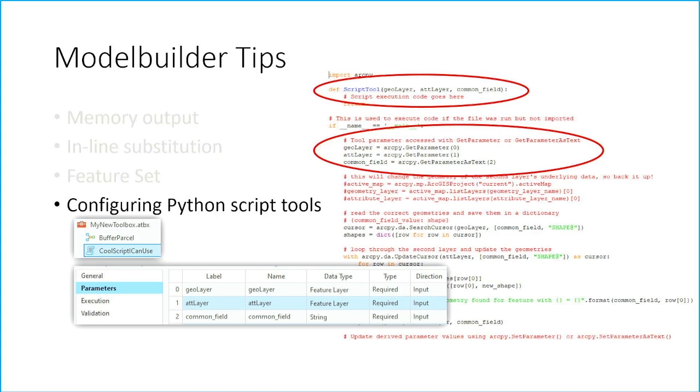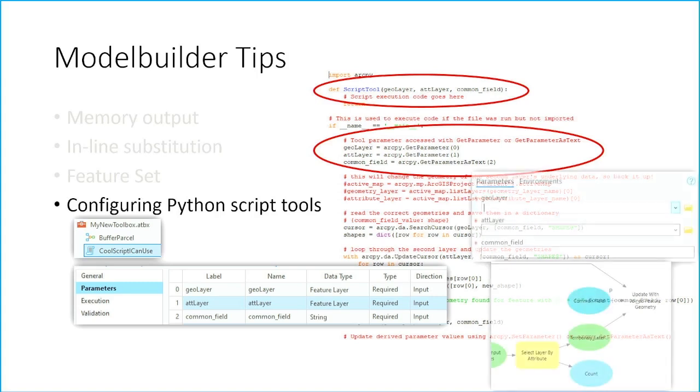So here is the geo layer, the label and the name. It's a feature layer and its required input. The attribute layer, its name, it's a feature layer, its required input. The common field is a string and it's a required input. With those 3 pieces, that could fit into a model, something like this.